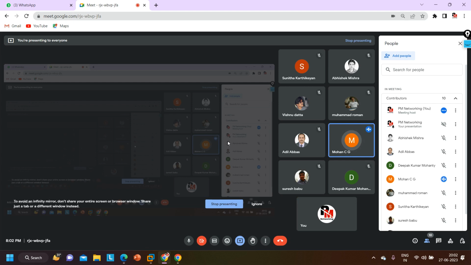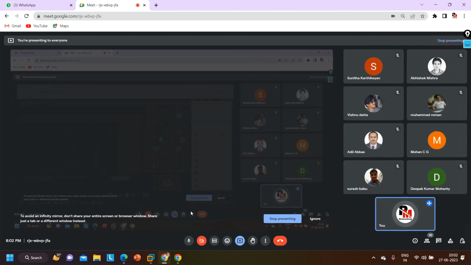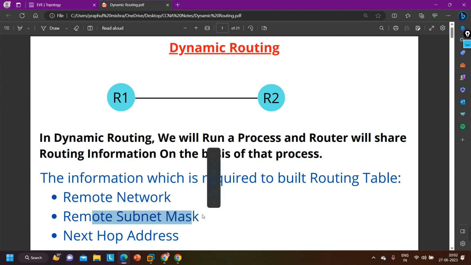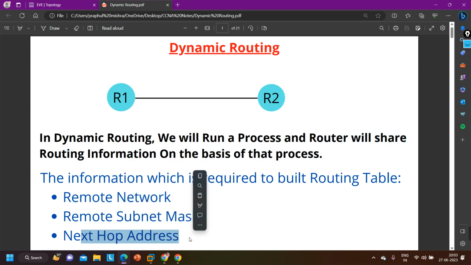But in dynamic routing, sir, we were advertising only connected networks. No, I am not talking about advertising, brother. I am talking about what information is required to build the routing table. Okay, so to build a routing table, the router needs the remote network, subnet mask, and then the next hop address, or you can say exit interface. If a router has an exit interface, then also the router can learn the network. If the router has a next hop IP address, then also the router can learn a network.